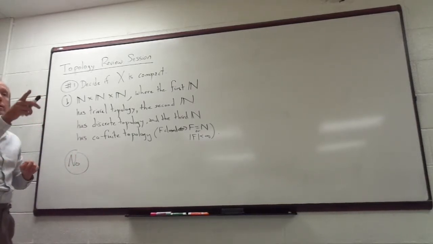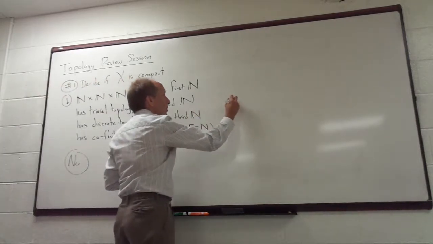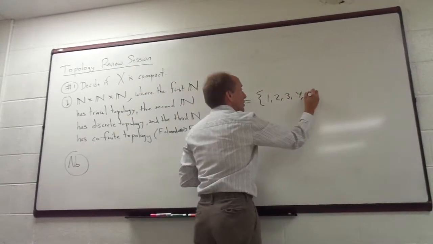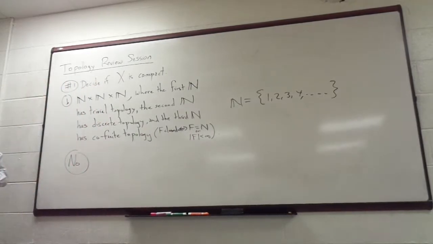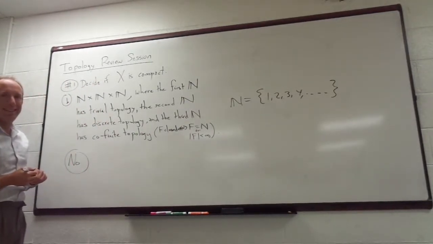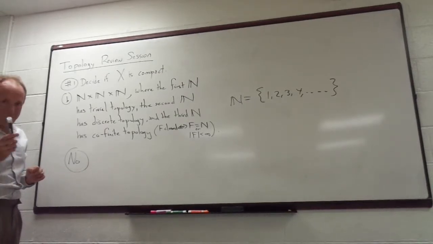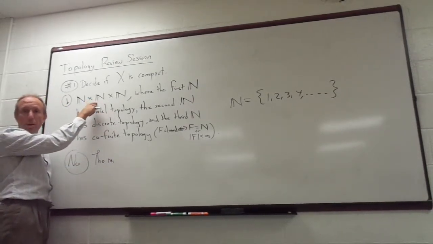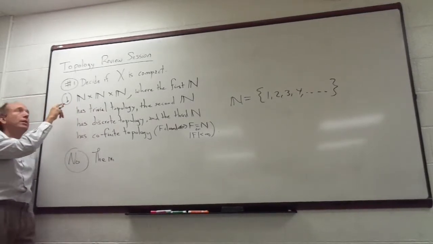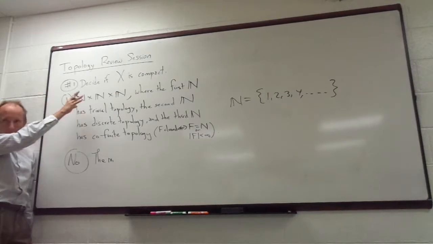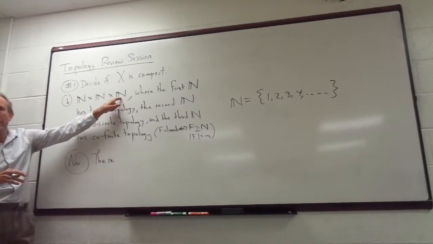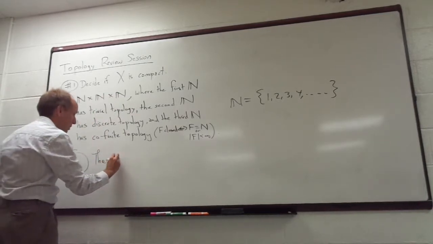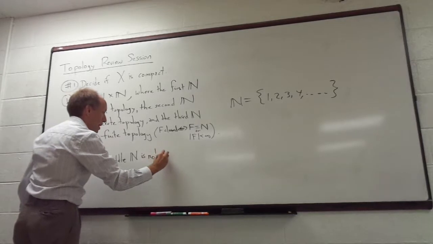N is the natural numbers. Is it finite or infinite? 1, 2, 3, 4. Infinite. Right, I got it. Using the discrete topology, this is compact if and only if it's finite. Since the natural numbers are infinite, the middle N is not compact, even though the other two are. Because remember, with the trivial topology, everything is compact. And we also showed that the cofinite one is compact. So the middle N is not compact.